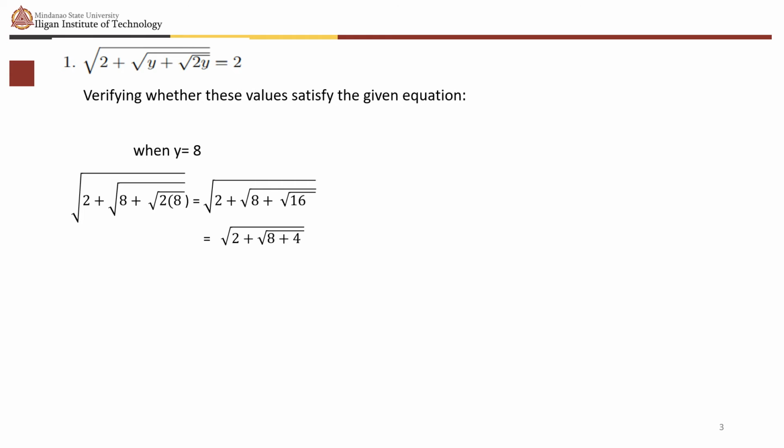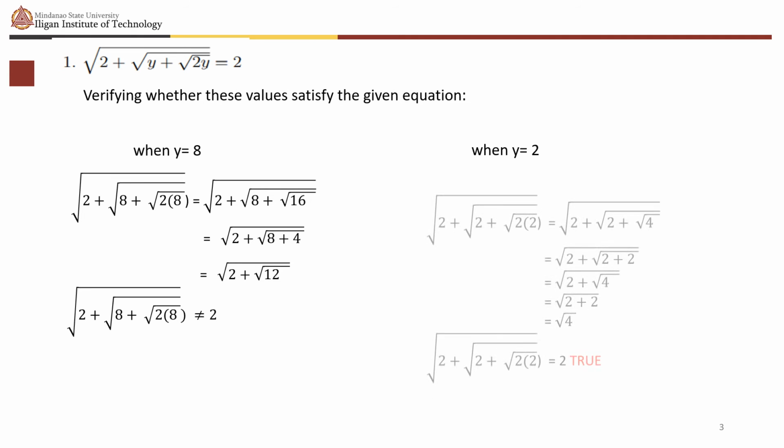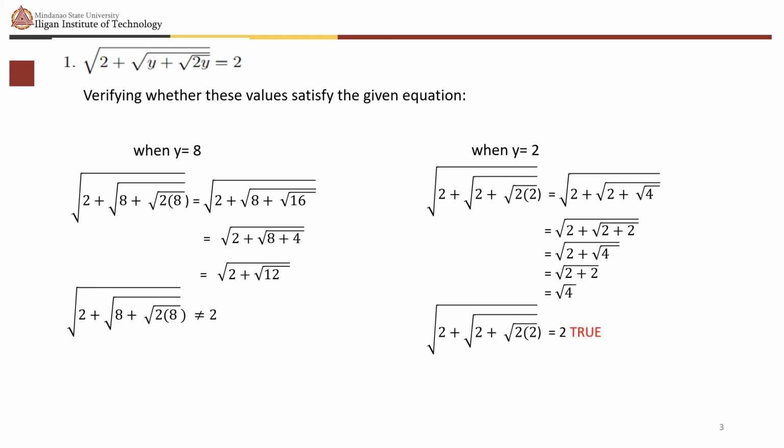So we have here this one. That is square root of 2 plus square root of 12. But that one is not equal to 2. So meaning to say y is equal to 8 is actually not a solution there. Now we check again the other value, that is when y is equal to 2, we substitute it to the original equation.